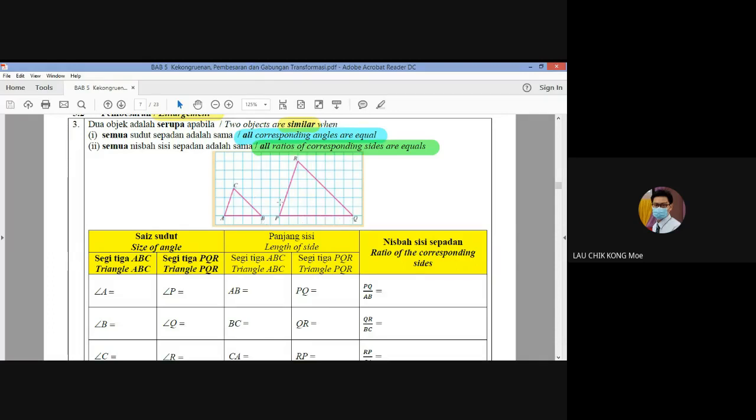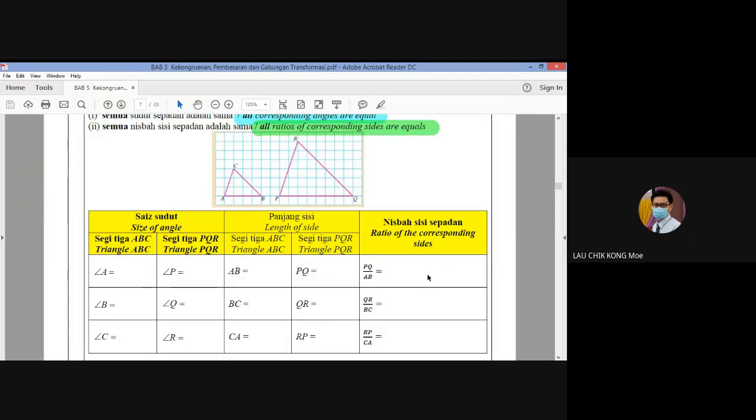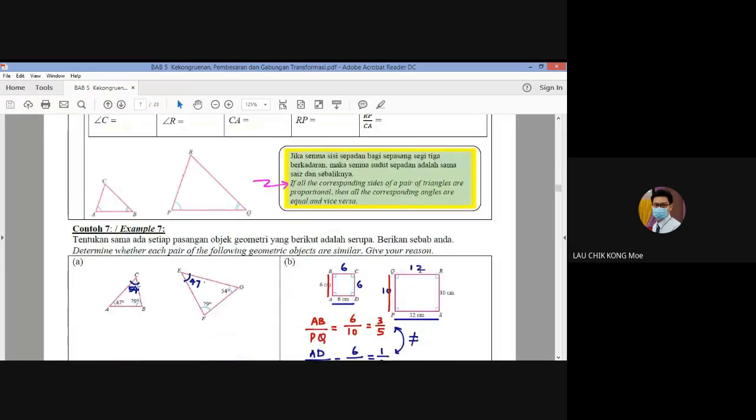Hanya size lebih besar lebih kecil. Tetapi size lebih besar lebih kecil tidak boleh sebarang. Dia mesti mempunyai nisbah sisi sebadan yang sama. Kalau nisbah itu tak sama, itu bukan similar juga. Okay, so this is one of the small experiments. Okay, so next we go to the next.